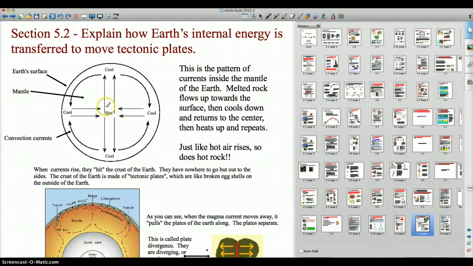Magma that's in the mantle, when it heats up, it rises. It goes to the crust of the earth. When it gets up here, it has nowhere to go but out to the sides like a fountain. Once it cools off, it comes back into the ground, into the center of the earth like a sink, like a drain. Those patterns of fountains and drains pull plates apart and together.